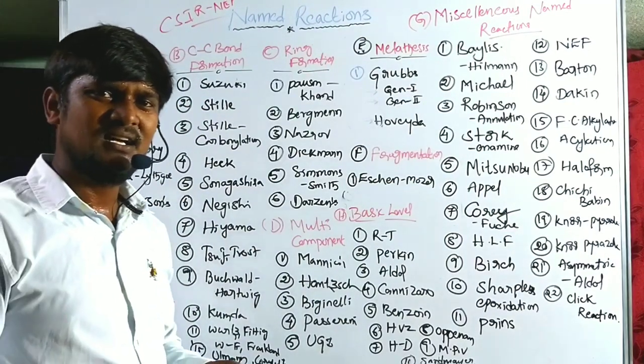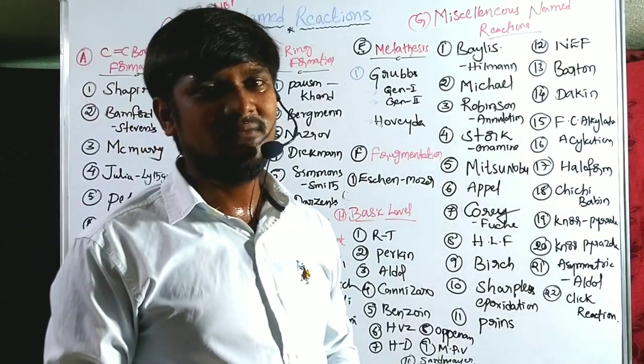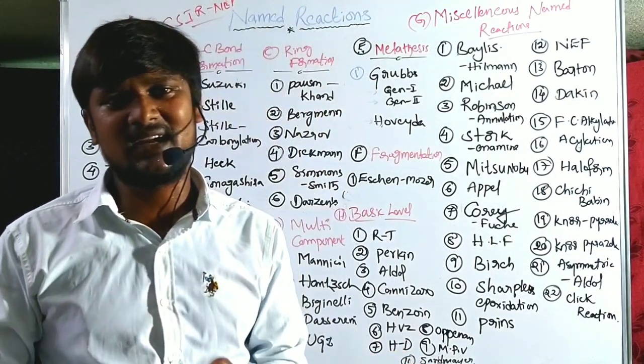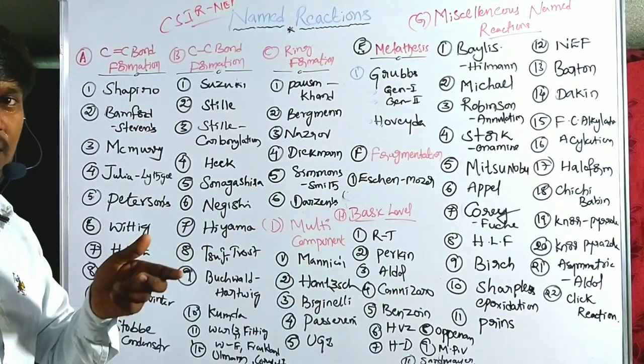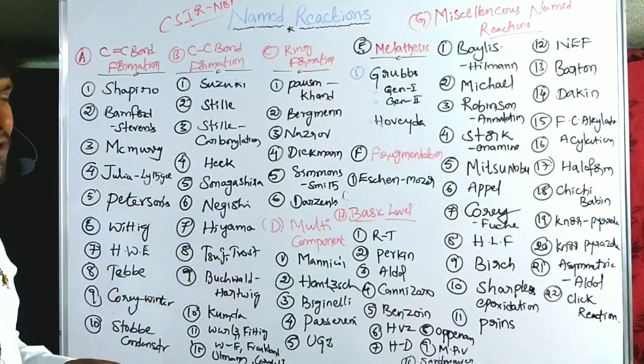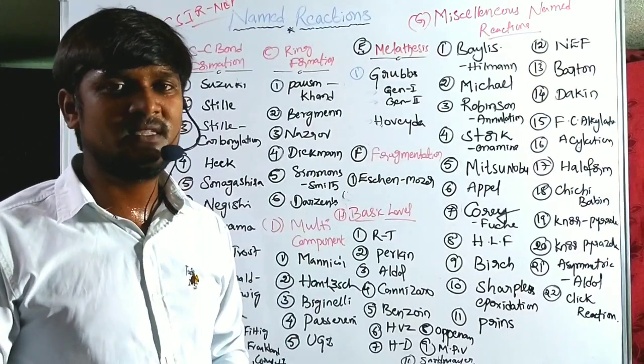Now the third one is McMurry coupling. McMurry coupling is nothing but a low valent titanium coupling, which is like a titanium zero catalyst, which forms double bonds from carbonyl compounds. Now the Julia-Lythgoe reaction, which also forms double bonds.